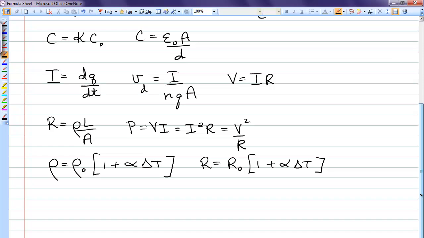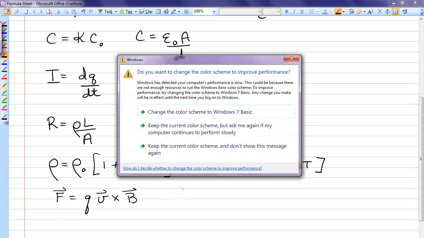Okay, chapter 28 was just a Kirchhoff problem, so there are no equations for that. Chapter 29, now we're into magnetic fields. The force on a charge moving in a magnetic field depends on the cross product between the velocity of the charge and the magnetic field vector. And q is the charge. So this force will always be perpendicular to both the velocity and magnetic field, and it will cause particles to go in circles.